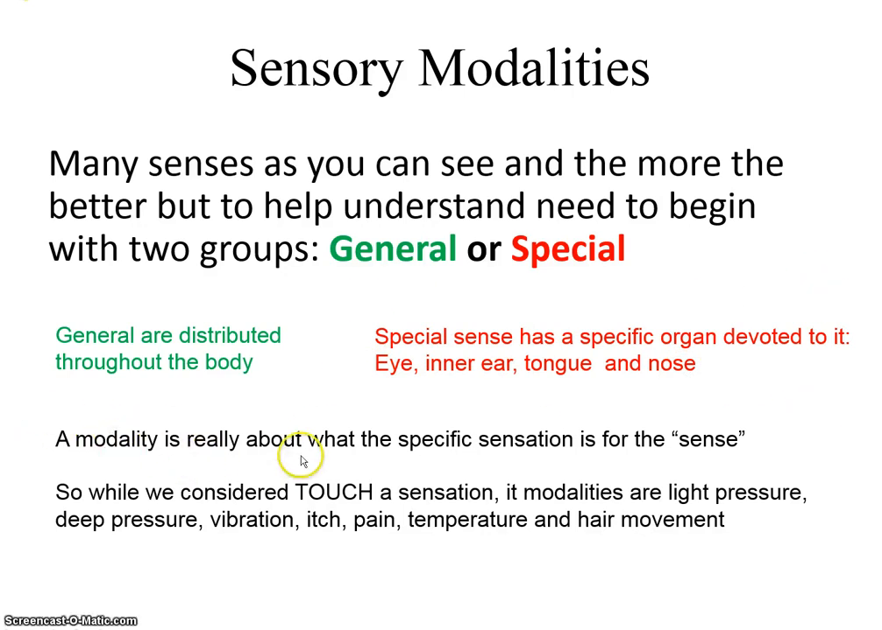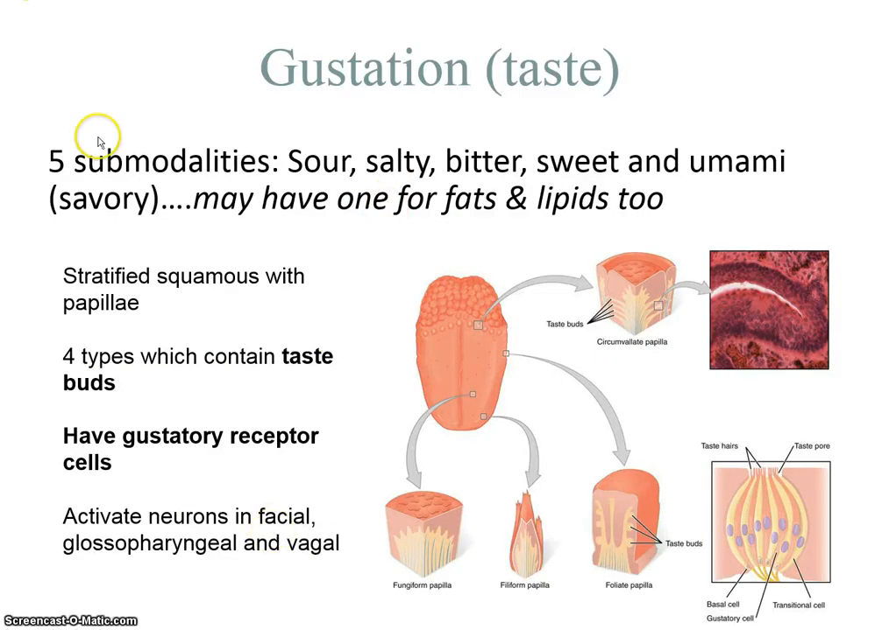A modality is really about what the sensation is for this sense. So while we consider touch a sensation, it has modalities, right? So what we sense are light pressure, deep pressure, vibration, itch, pain, temperature, hair movement, for example. So lots of these classes or groups fall into touch, what we're calling a modality. All right, we're going to stop there so that we can pick up and start talking exclusively about these examples in the next video.